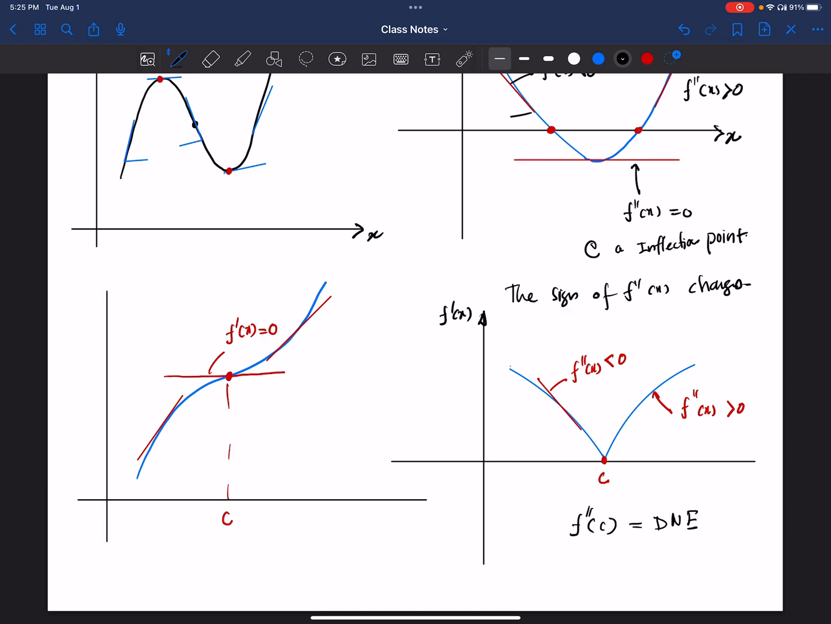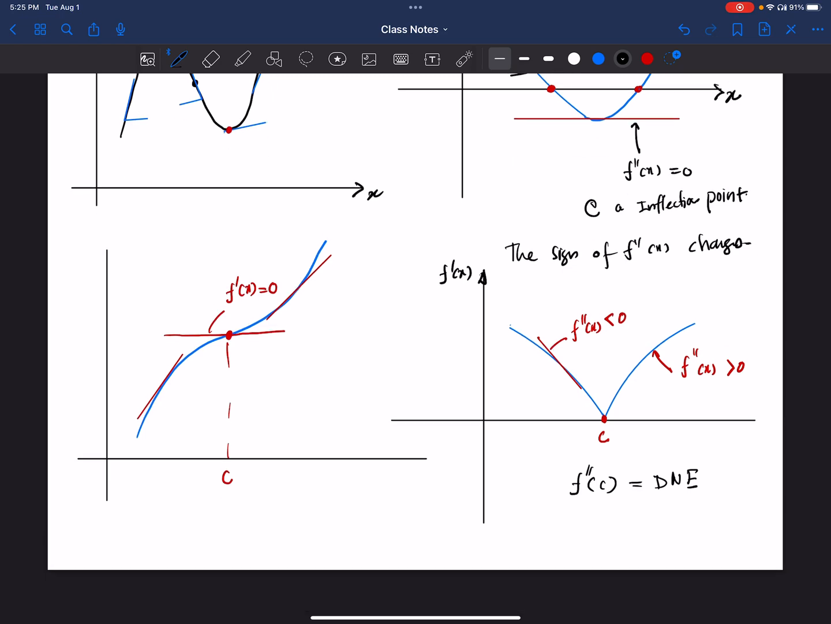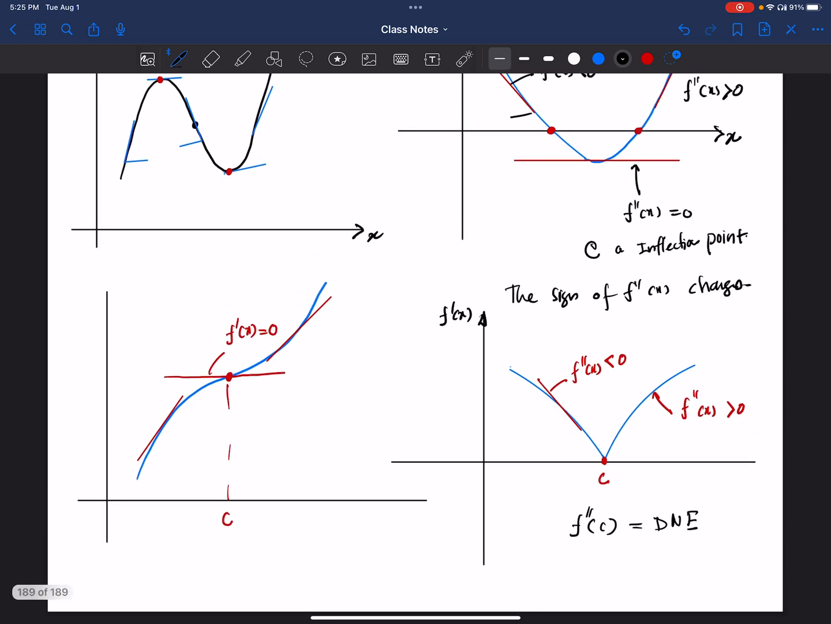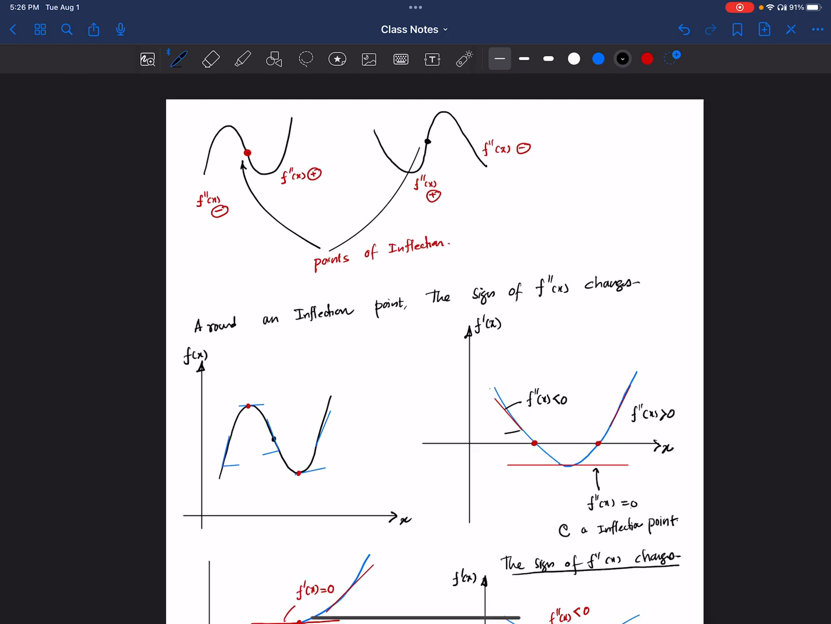So we have two situations where we have inflection points. Either f double prime of x is 0, or f double prime of x does not exist, but the sign of f double prime of x should change in either case, right?